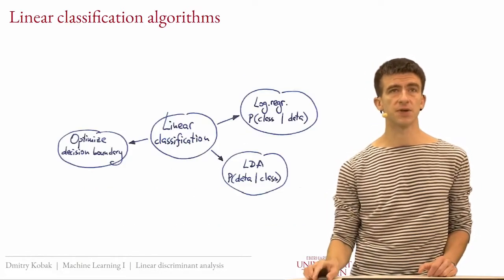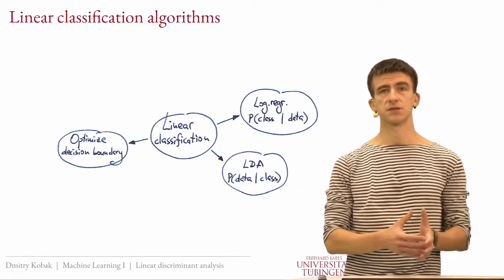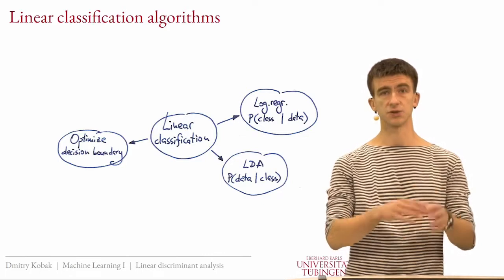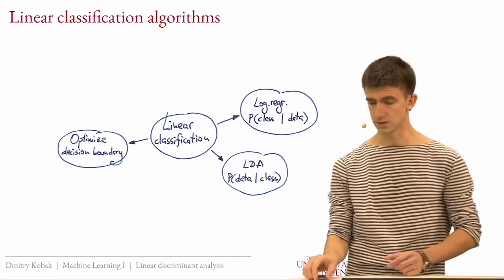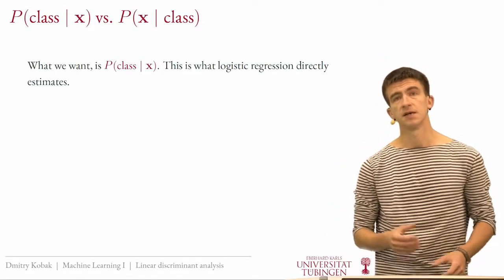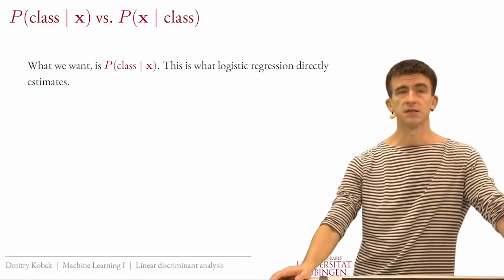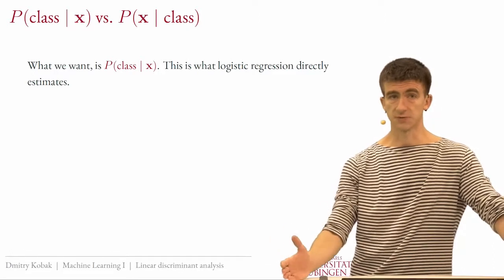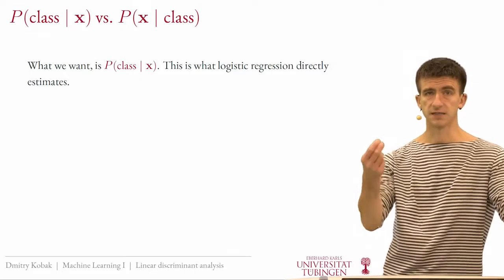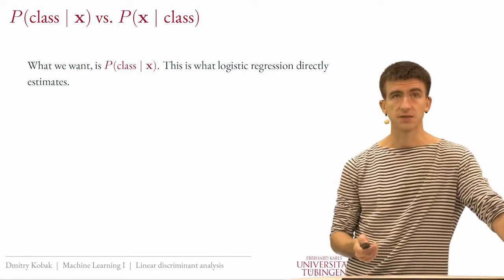So here's the same thing as a schematic. And as I said, logistic regression can be seen as modeling class distribution given the data, and LDA can be seen as modeling the distribution of the data in each class, given the class. So let's try to understand this difference better. Of course, if we're doing classification, what we're actually interested in is the probability of each class. If it's a binary classification problem, then the probability that it's class 1 and the probability that it's class 0 given a data point, given x. This is what logistic regression directly estimates.